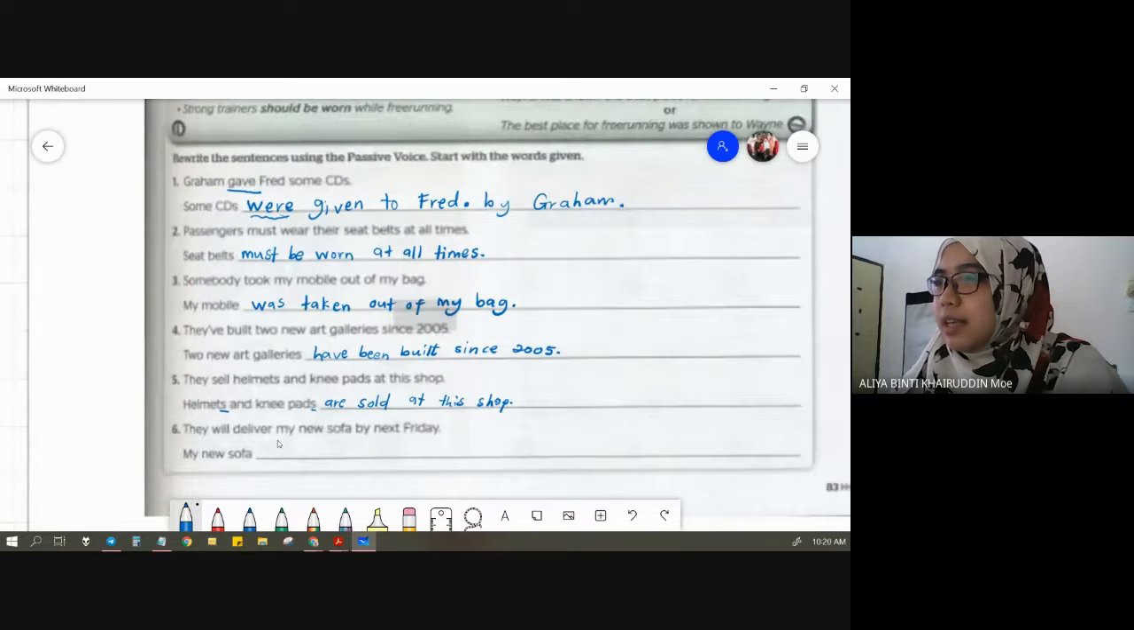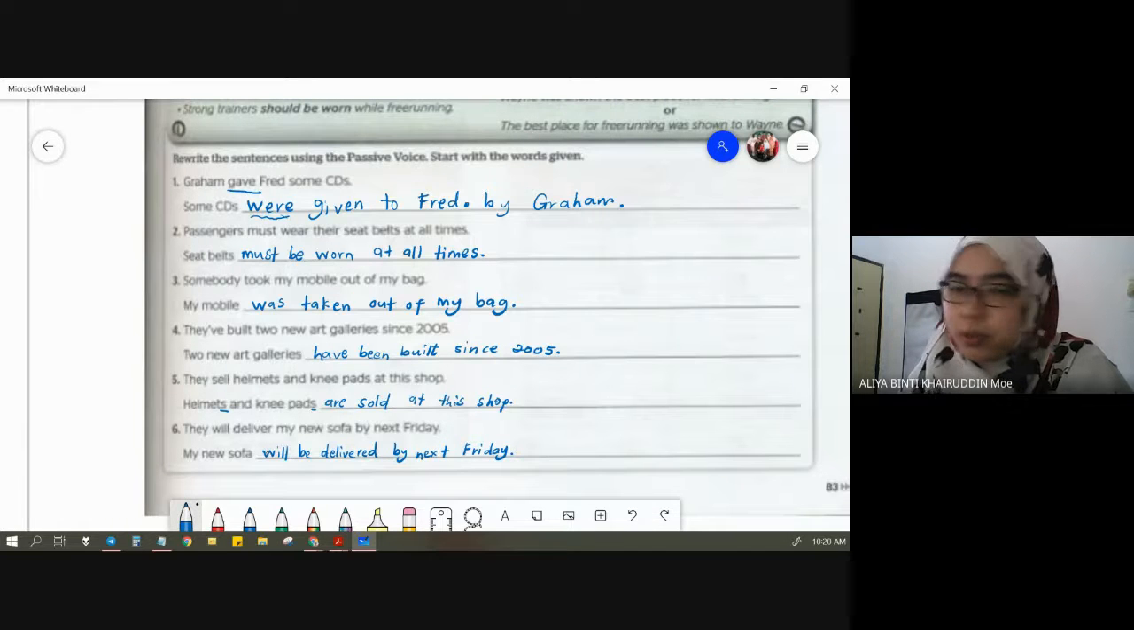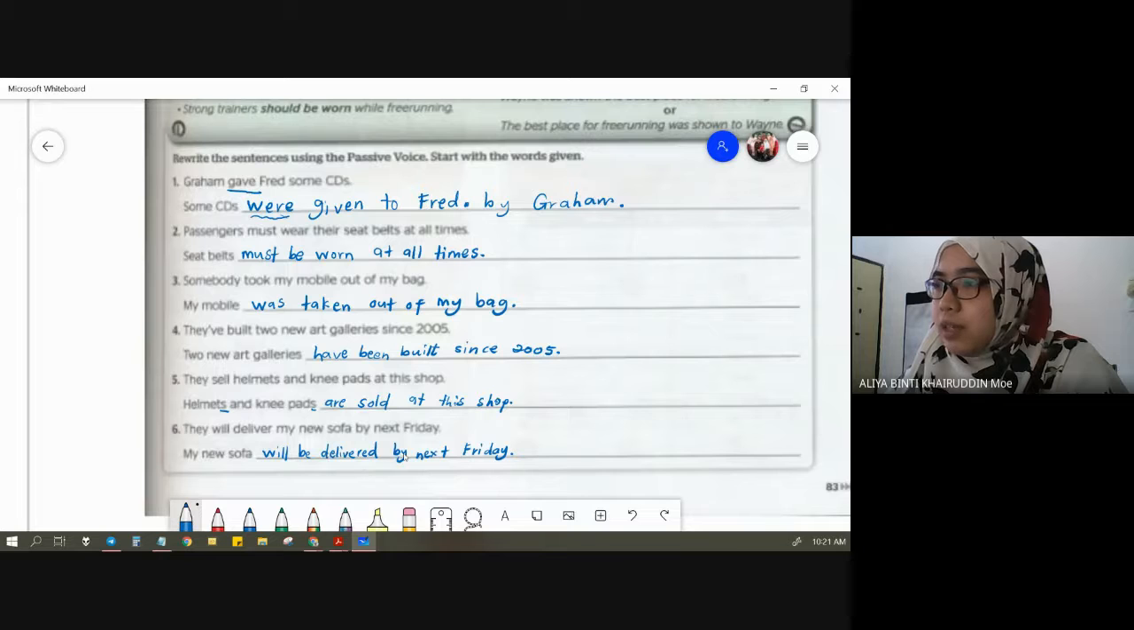Okay, and finally number 6, they will deliver my new sofa by next Friday. So this is will deliver. So this is future tense. Okay, how do we change the future tense into passive form? Okay, so my new sofa. As usual, we put will. And then we put be. Okay, delivered. Will be delivered by next Friday. Okay, on your exercise book, just write the answers right away. No need to copy the question. So write the passive sentence right away. All right. So my new sofa will be delivered by next Friday.